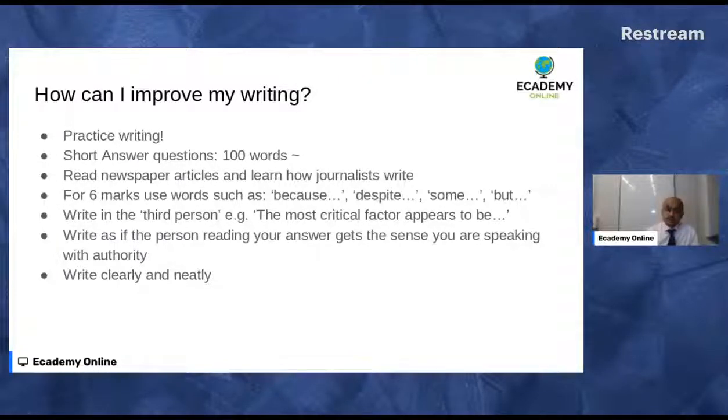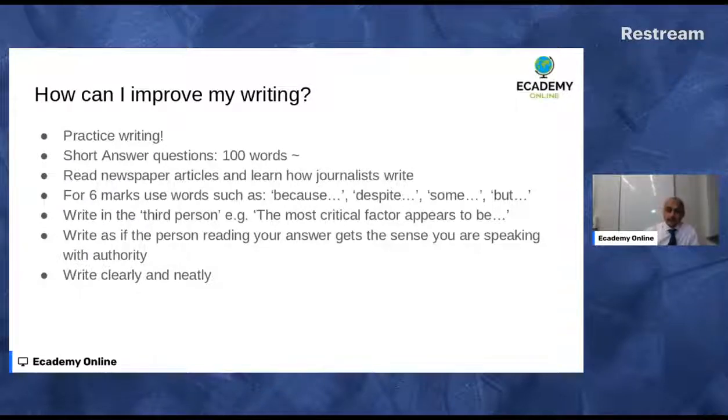Remember to read newspaper articles and learn how journalists write. Just try to copy the style in which they're writing. Remember to use words such as, particularly for 6-mark questions, because, despite, some, but, these words should be running off the top of your answers, right? So before going into an exam or a test, you might just want to write these down in the front so that you've got them noted somewhere, and then you can come back and check your answer and go, okay, well, did I use despite or some or but or because?